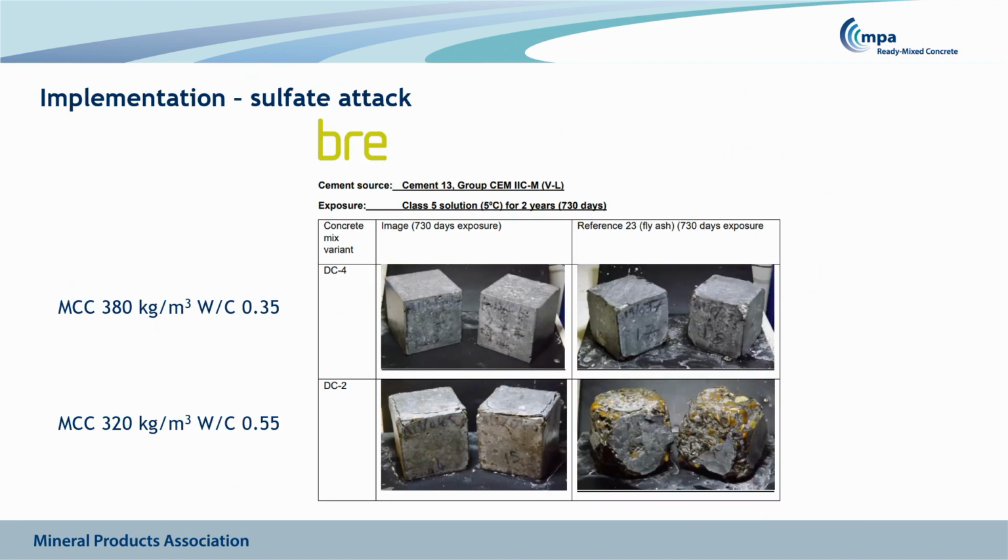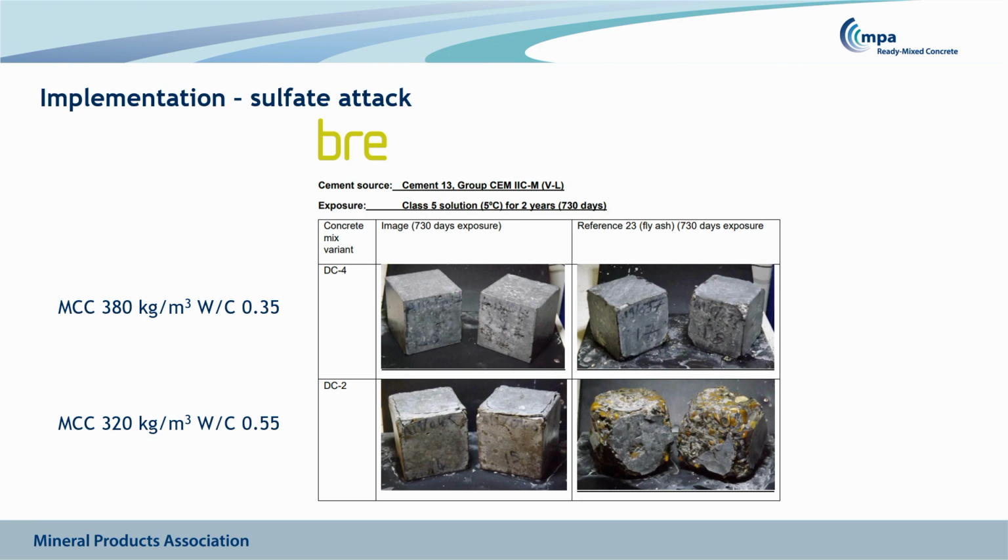So what we did was, first of all, looking at sulfate attack. This is just one example from the BRE report. This is a CEM VI cement, which is in a Class 5 solution at 5 degrees centigrade for 2 years. We're able to categorise these materials against a control. So in this case, the control is a fly ash cement, 30% fly ash. And we did it both at DC2 and DC4 nominal specifications, because there was concern, and as you can see, it's a good example on these cubes here, that for some of the cements at 380, 0.35, there might not be sufficient differentiation between them to be able to categorise them.